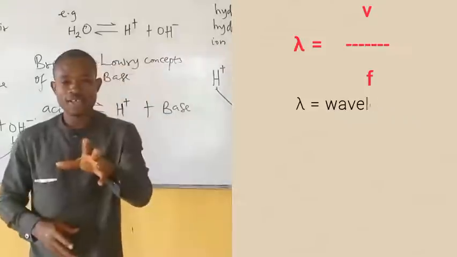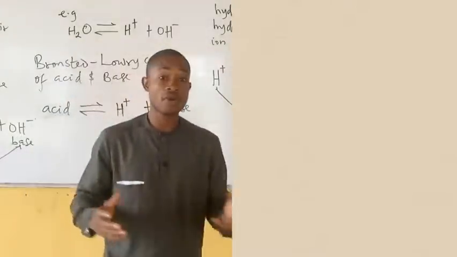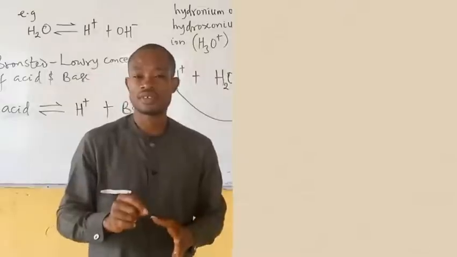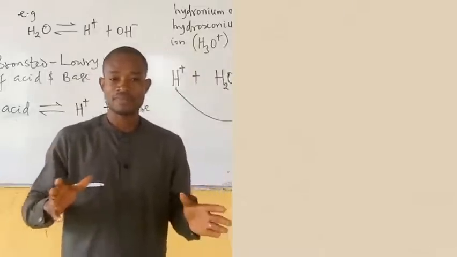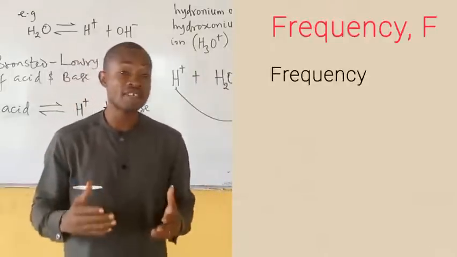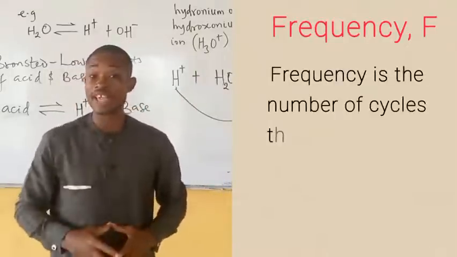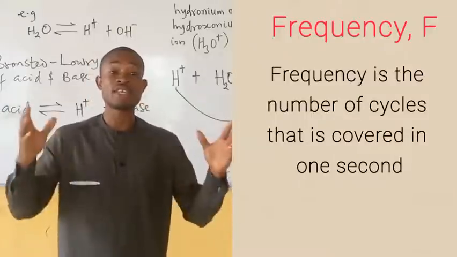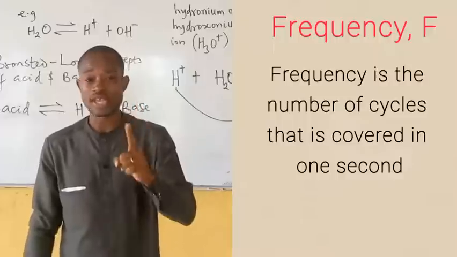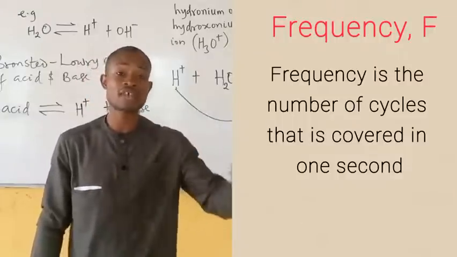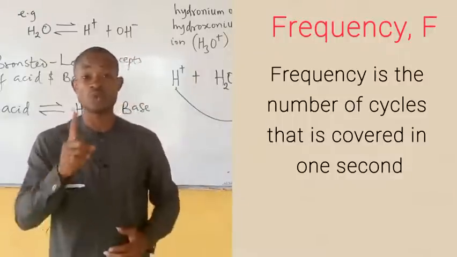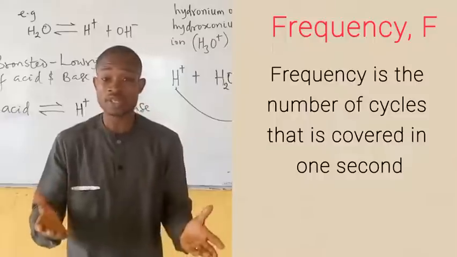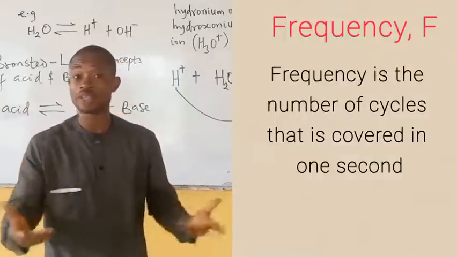Alright, let's look at the next term that is used in describing wave motion. We are going to define the frequency of a wave. The frequency of a wave is defined as the number of cycles that is made or covered by a wave in 1 second. Once again, the number of cycles that a wave covers in 1 second. So clearly, it is obvious that frequency is simply about number of cycles.